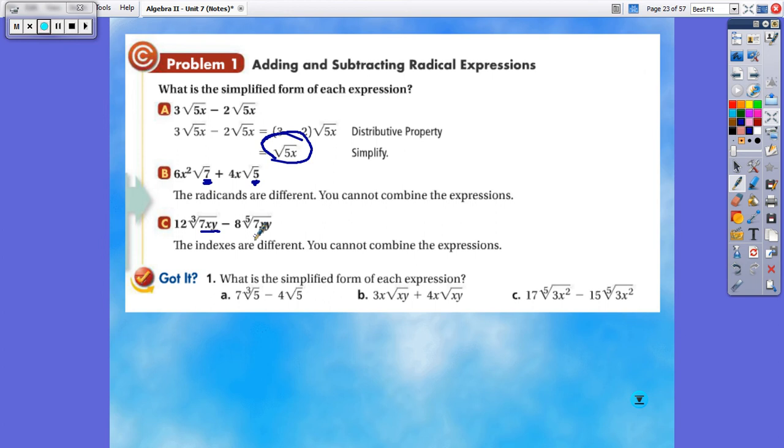This one, they have the same radicands, but the indexes are different here. A cube root here and a fifth root here, so again, cannot combine those two. Take a second to pause the video and try to combine these 3 at the bottom and see if you get them right.